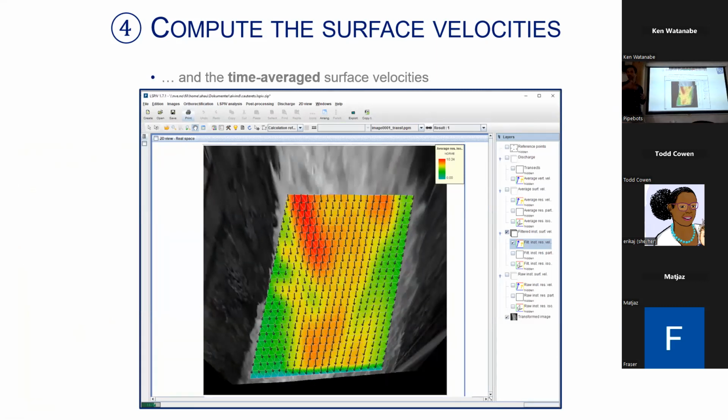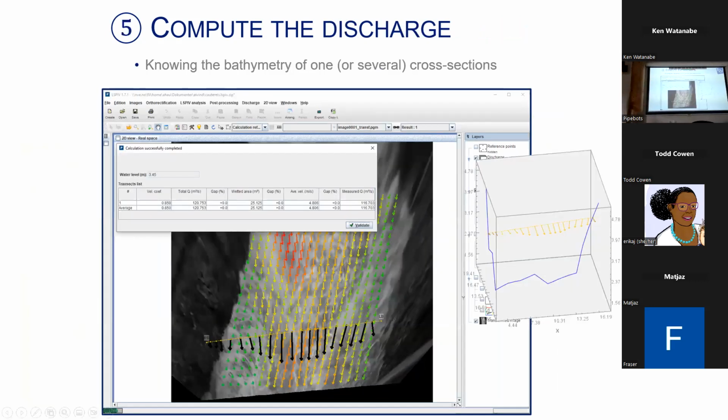So that's good results. And you can, if you want, next slide, you can also time average the surface velocity field. If you have 20 or 30 seconds of video, then you can time average to have the time average surface velocity field. And if you know the bathymetry of one or more cross sections, and if you have some assumption about the link between the surface and depth average velocity using magical alpha coefficient or something else, then you can compute the discharge.